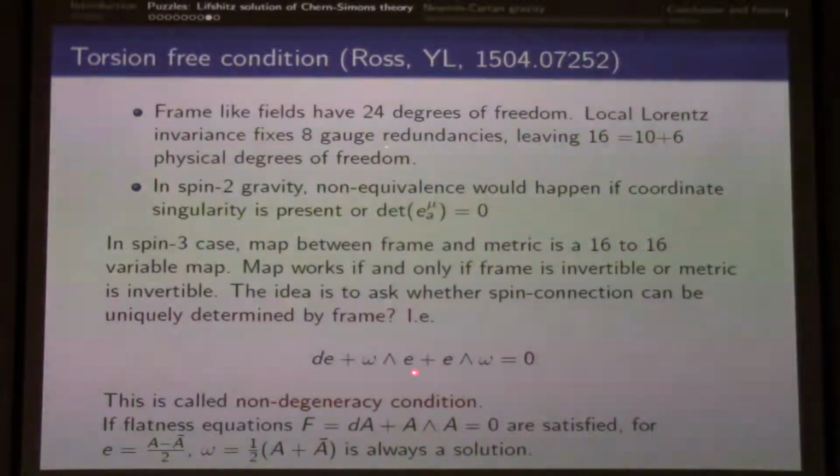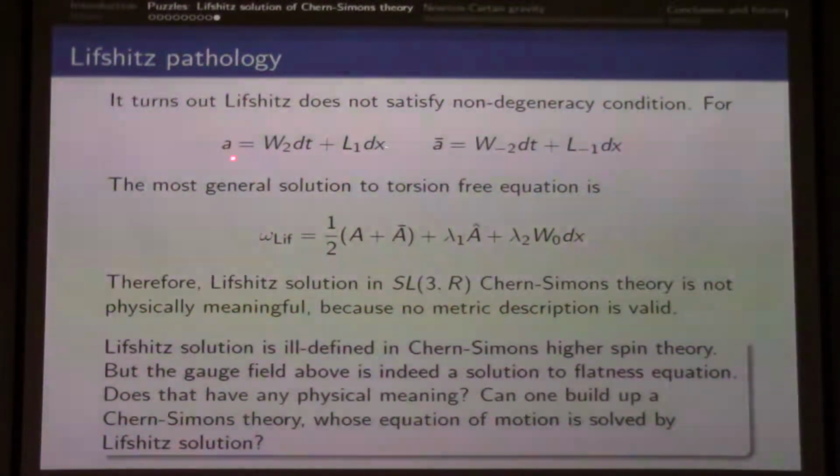So given such a vielbein determined by A minus A bar over 2, the spin connection given by A plus A bar is always the solution, as long as the vielbein conditions are satisfied. But the question is, is omega equals 1/2 of A plus A bar the only solution to this equation? The answer is no for Lipschitz. If you give such a Lipschitz space-time, you will see the most general spin connection is the standard 1/2 of A plus A bar plus something else. And lambda 1 and lambda 2 are very general parameters, they can be any real number. This is always a solution.